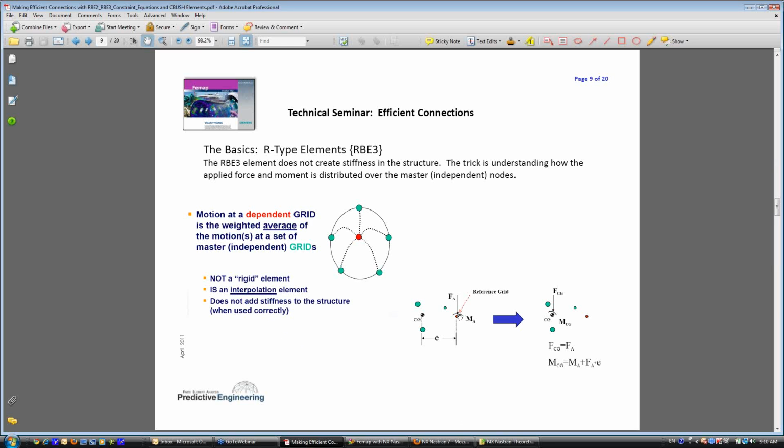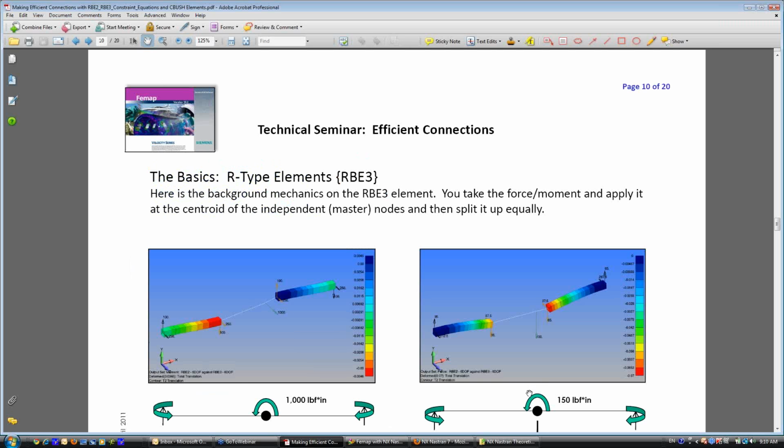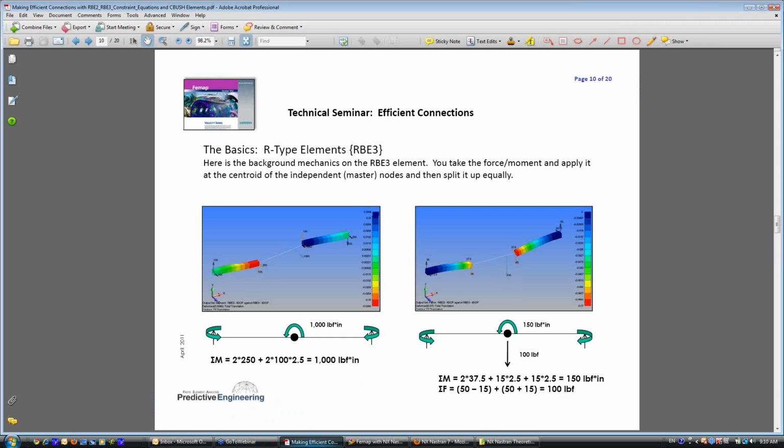So the way it's calculating the forces is that your reference grid or your dependent grid is over here where you're applying forces. Mathematically, it takes the center of gravity of all your independent grids and then it transfers that force and moment to that center of gravity. Just basic math centers that over to that center of gravity. And these are the equations, the way it works out.